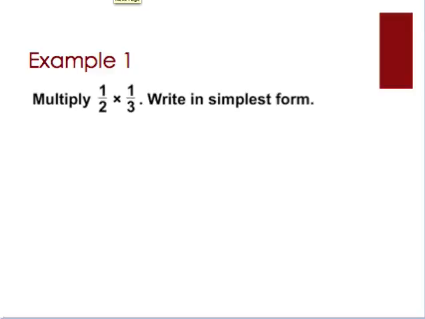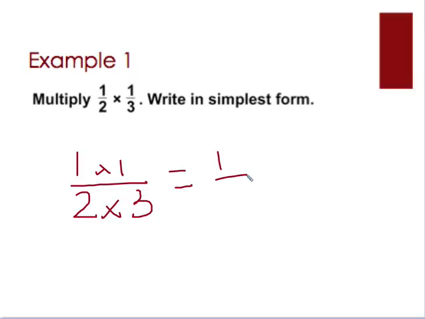Our first example is 1/2 times 1/3. Well, the first thing that we do is we multiply 1 by 1 on the top and 2 by 3 on the bottom. 1 times 1 is 1. 2 times 3 is 6. Now, that's in lowest terms because we know that when we have a 1, we're done.